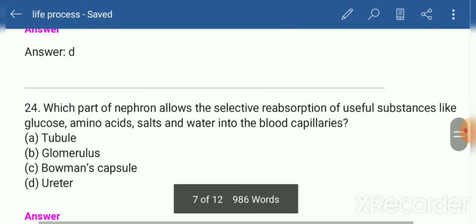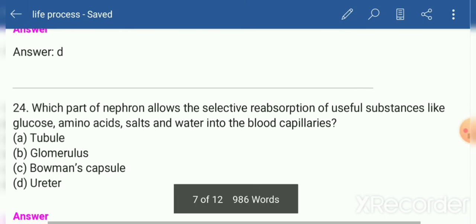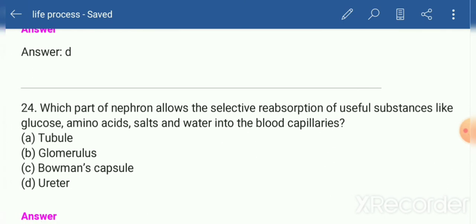Which part of the nephron allows the selective reabsorption of useful substances like glucose, amino acids, salts and water into the blood capillaries? It is a very important question, that is the selective reabsorption process. The correct answer will be option A, that is tubule. Glomerulus, Bowman's capsule and ureter are not the correct answers. So tubule is the correct answer, where the selective reabsorption takes place.